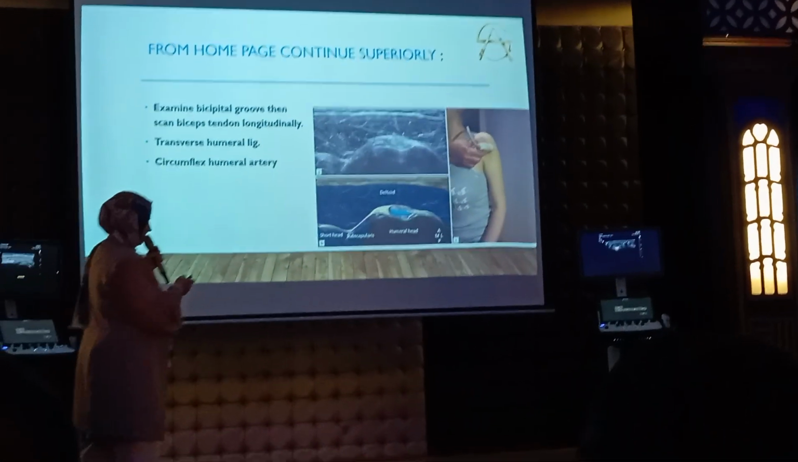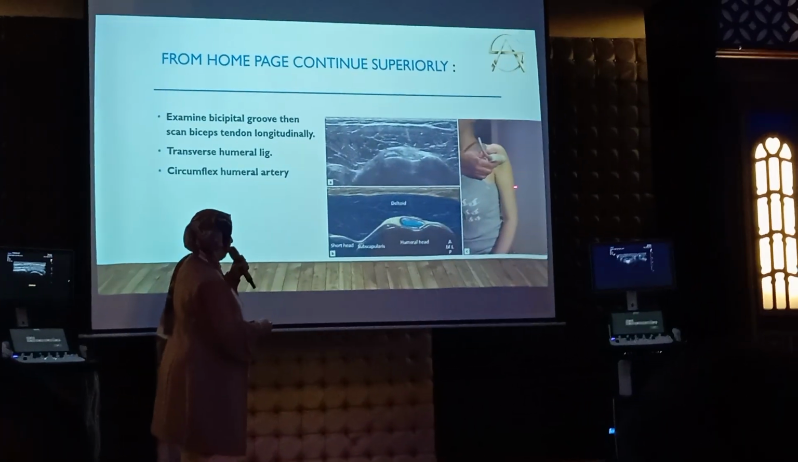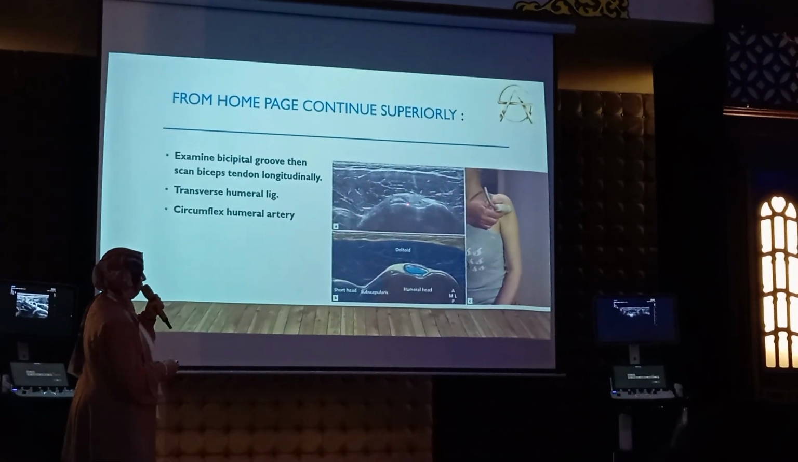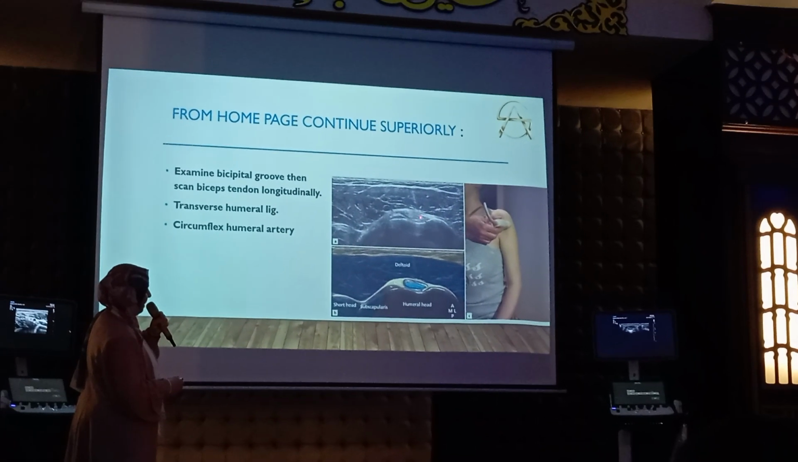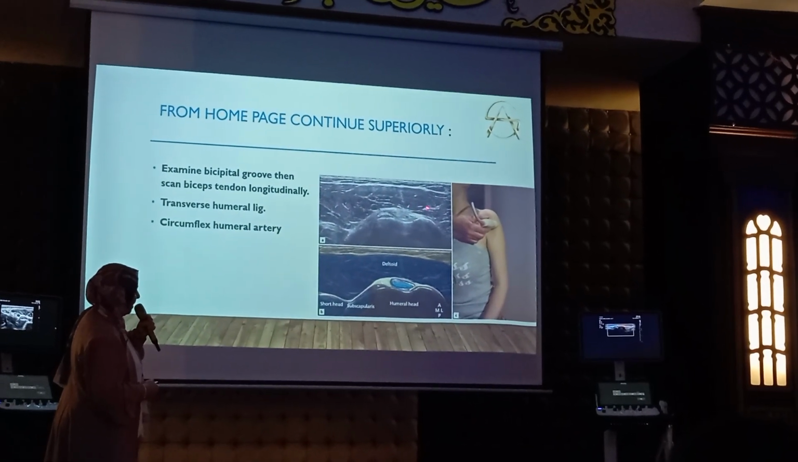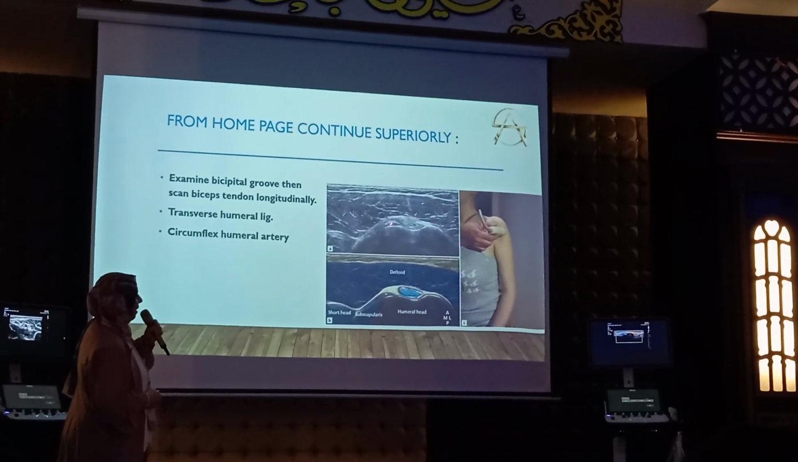This is the home page, what I said. Okay, so continue upward until you reach the bicipital groove. This is the bicipital groove through which the biceps tendon runs. This structure, the white line just above the biceps tendon, is the transverse humeral ligament.